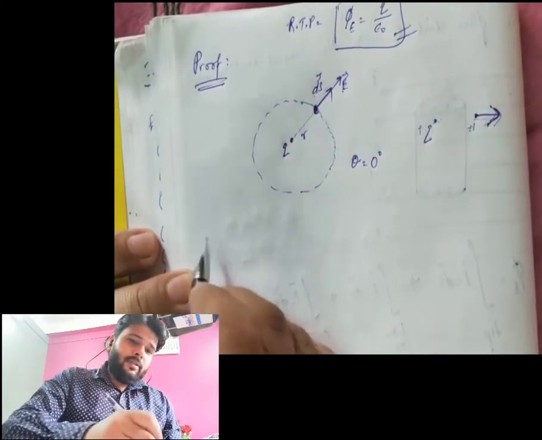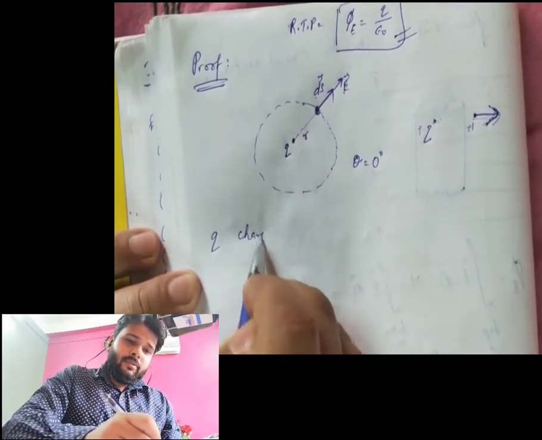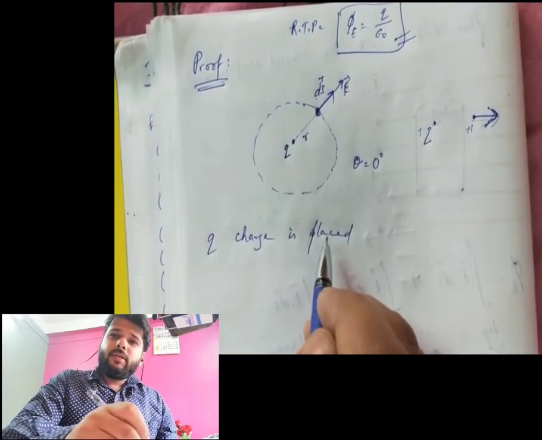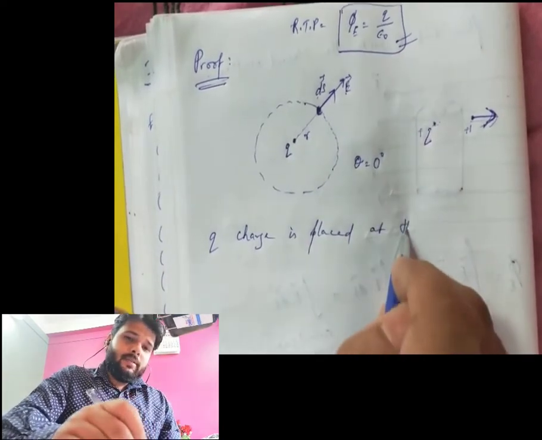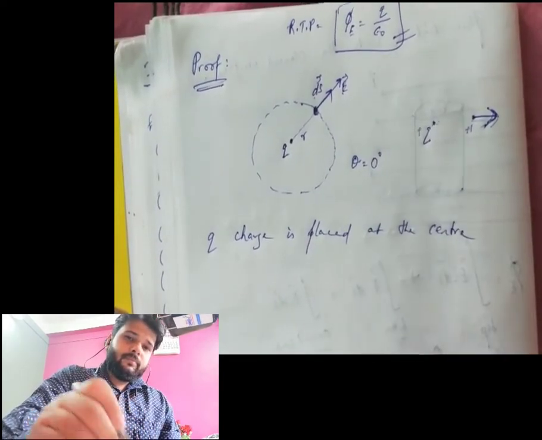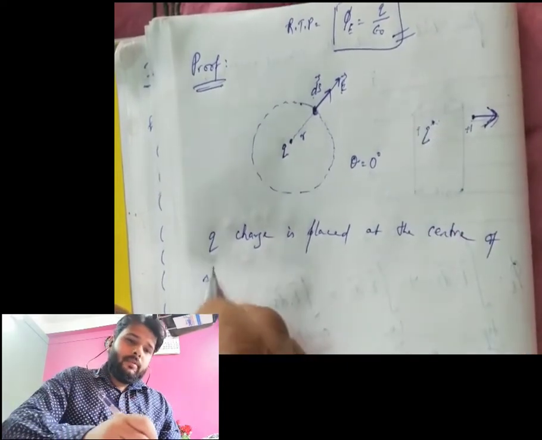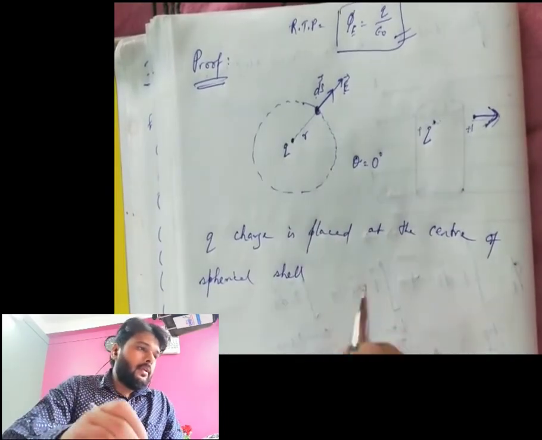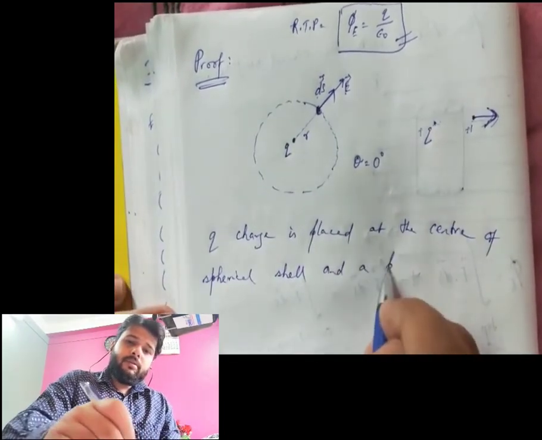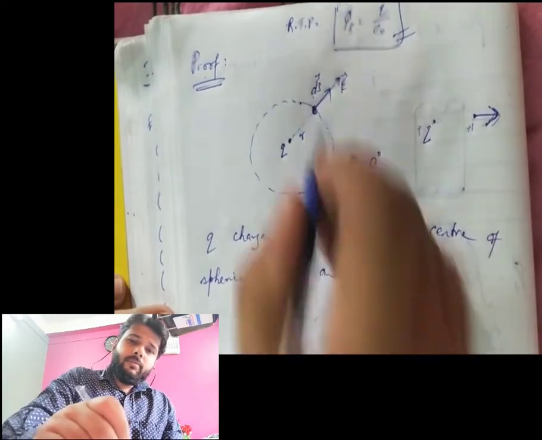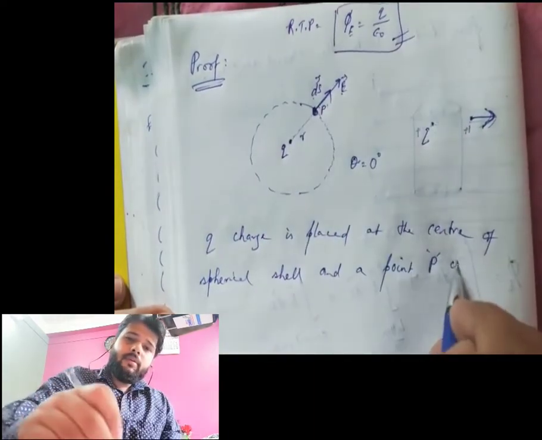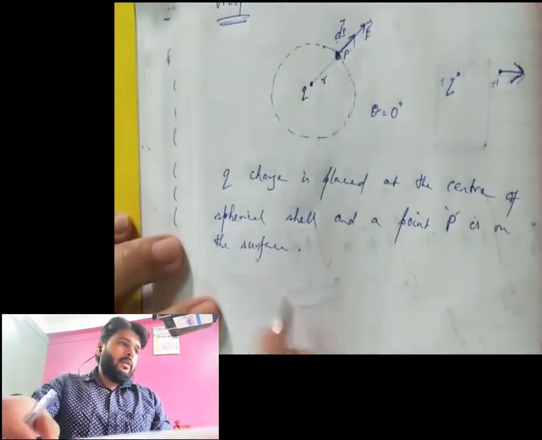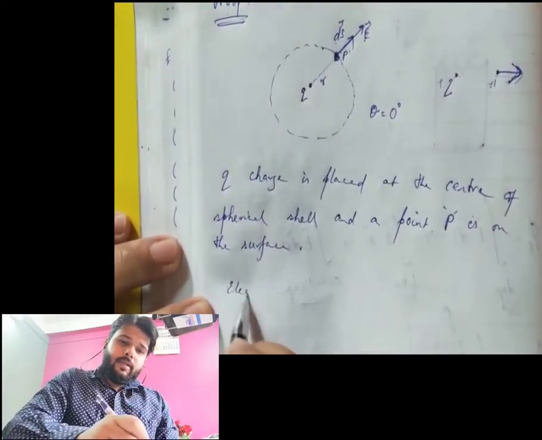So a charge q is placed at the center of a spherical shell, and we take a point P on the surface. So what will be the electric field at point P?